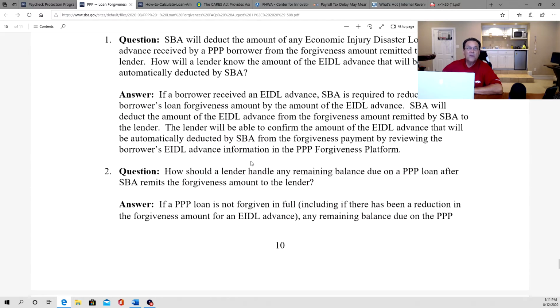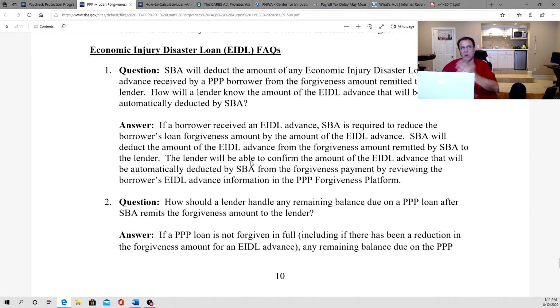I'm gonna bore you a little bit and read it for you, but if they're showing this here, this is what's important. So the EIDL, the SBA, will deduct the amount of any EIDL advance. The advance, what we talked about, is the $10,000, and it was $1,000 per employee. Those funds ran out in mid-July. But if you received an advance by a PPP borrower from the forgiveness amount remitted to the lender, how will the lender know the amount that will be automatically deducted by the SBA?